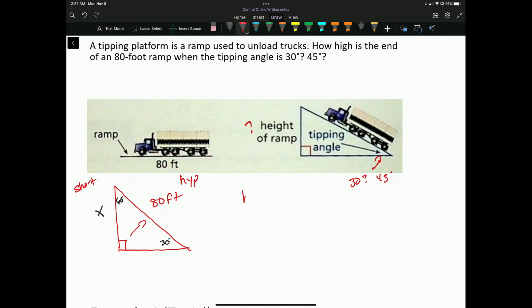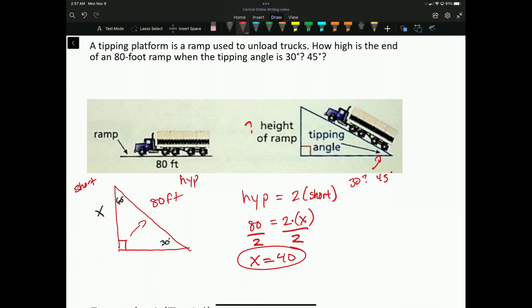So we already know that the hypotenuse is going to equal 2 times my short side. We know that the hypotenuse is 80, and my short side is going to be x. So we have 2 times x. We want to get that x by itself, so we're going to undo the multiplication by dividing. So we're left with x equals 80 divided by 2, which is 40. So for 30 degrees, the height of the ramp is going to be 40 feet.